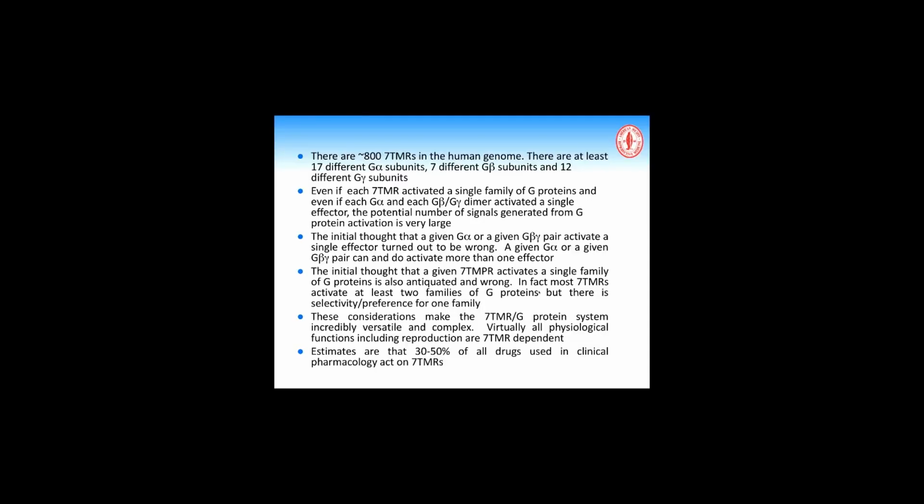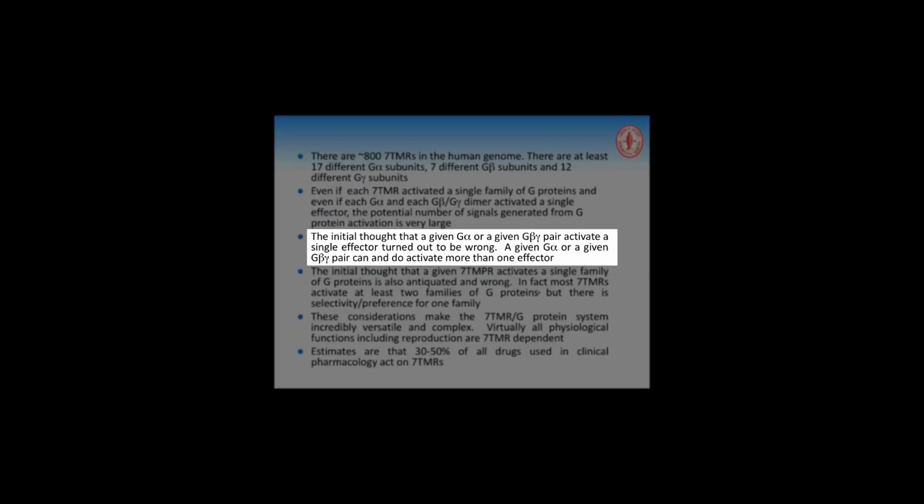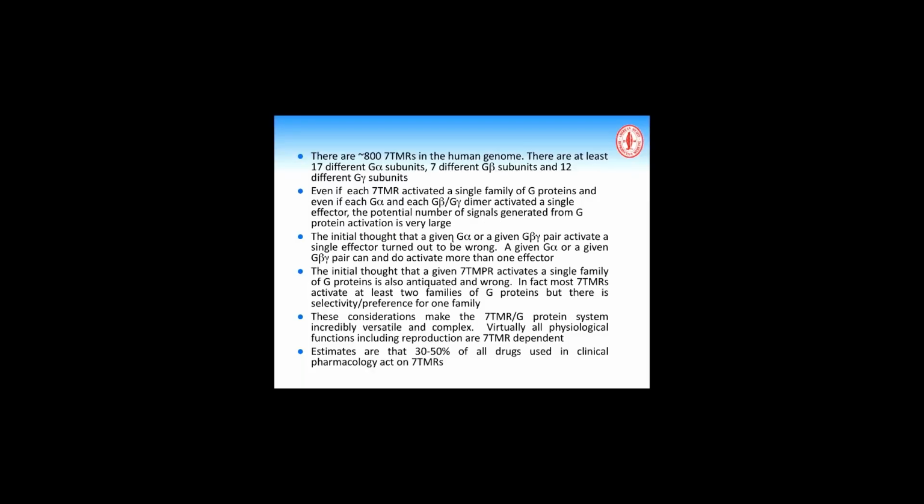And that actually gets even compounded by the fact that a given G alpha or a given G beta do not activate a single effector, which was what the initial thought was. A given G alpha or a given G beta gamma pair can, and in fact do, activate more than one effector. And if you go back a couple of slides, I gave you some examples of what effectors may be activated.